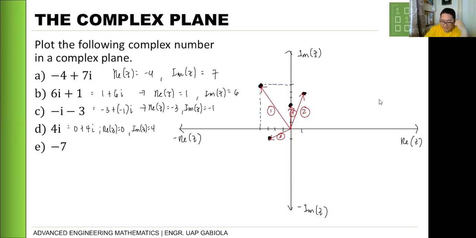Okay? And last, we have negative 7. So although real number siya, we can represent it as a complex number. Okay? So we have negative 7 plus 0i for a while.